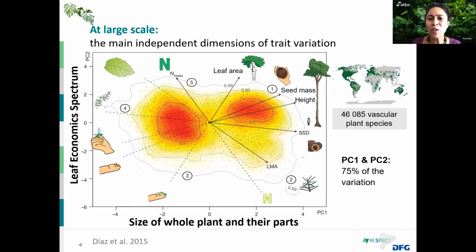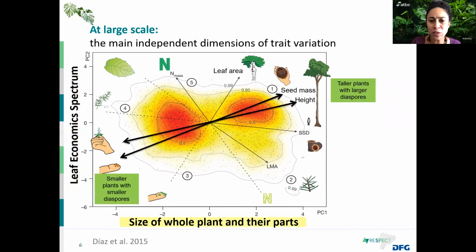For instance, Diaz and collaborators use a very simple principal component analysis to examine the worldwide variation of 6 major plant traits. In this graph, the traits are represented by arrows and the extreme values of the traits by icons. So the most exciting thing in this work is that they identify two main independent dimensions of trait variation in plants worldwide. The first one is known as the size of whole plant and their parts and varies between taller plants with larger diaspores and a small plant with also small diaspores.